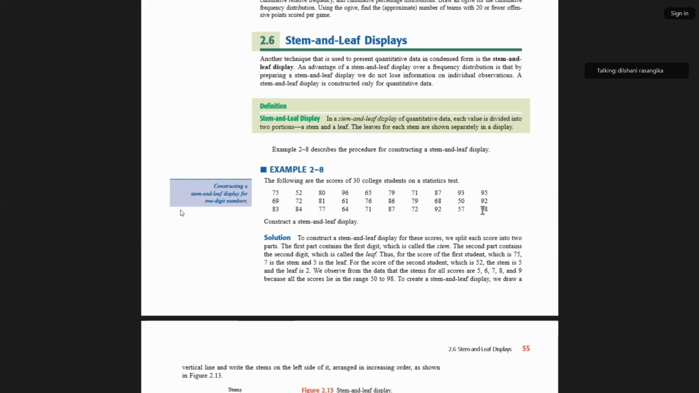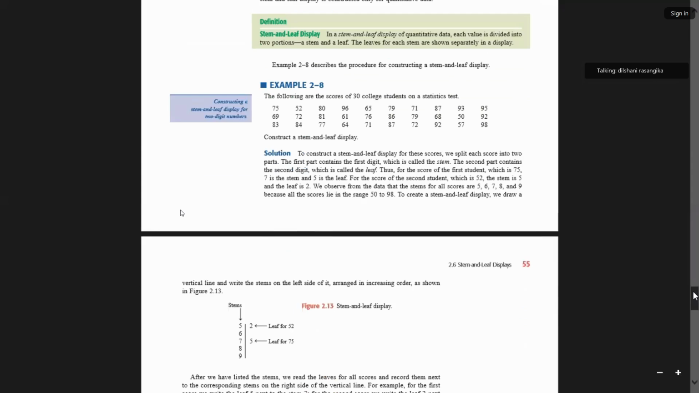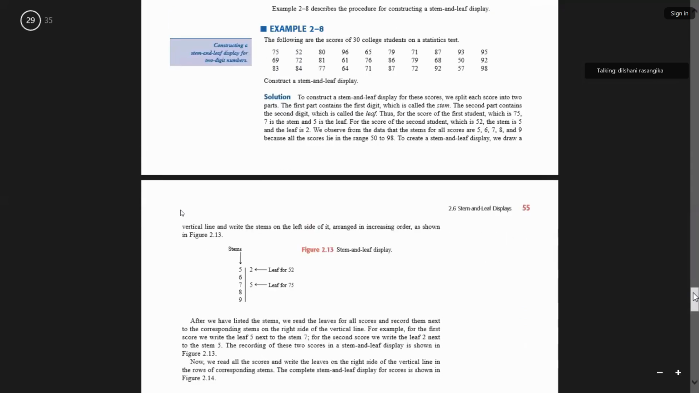How many 65s are there? We can't find anything, right? So in such situations, we can make a stem and leaf diagram to represent it in a clearer way, right?